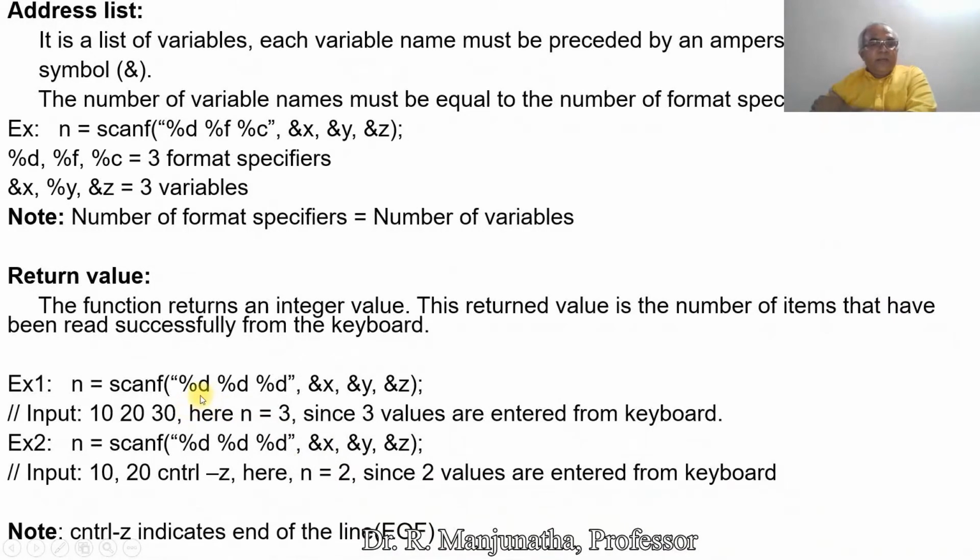So if it is an integer value, then we use the address of the variable with the format specifier %d. Of course, this is an integer variable, so that is the reason why we are using %d.